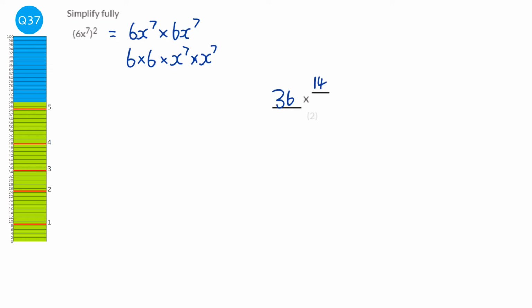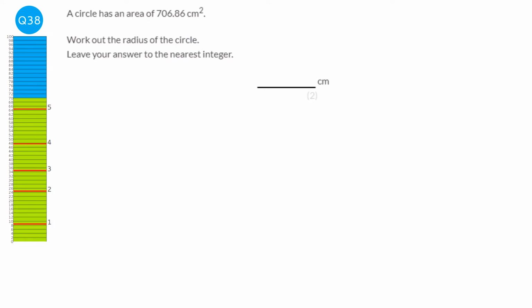Something else you could have done is just squared the 6 to make 36. And one of the rules is that if you have a power on the inside of a bracket and a power on the outside of the bracket, you multiply them. So 7 times 2 is 14. The formula for the area of a circle is area equals pi times r squared. Now in this question we're given what the area is, which is 706.86. And we need to find out what the radius is.